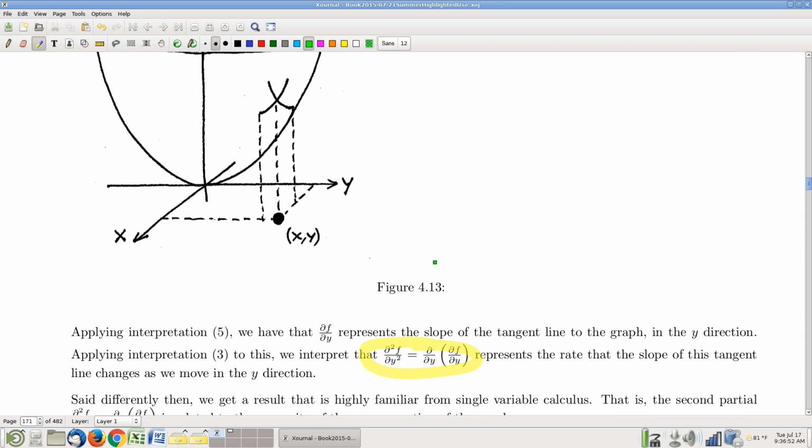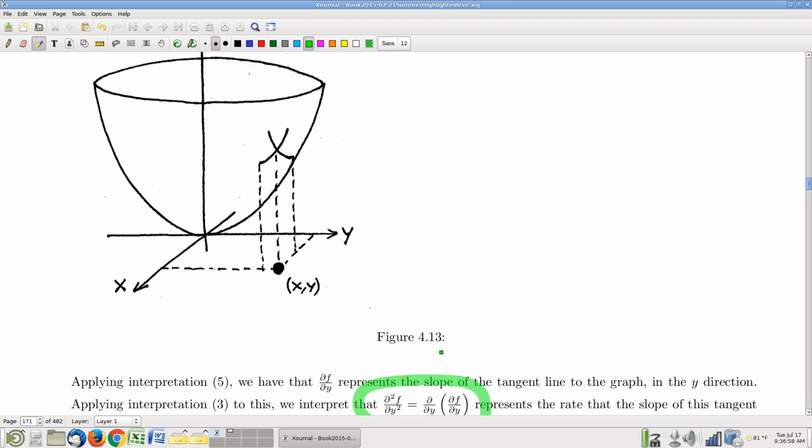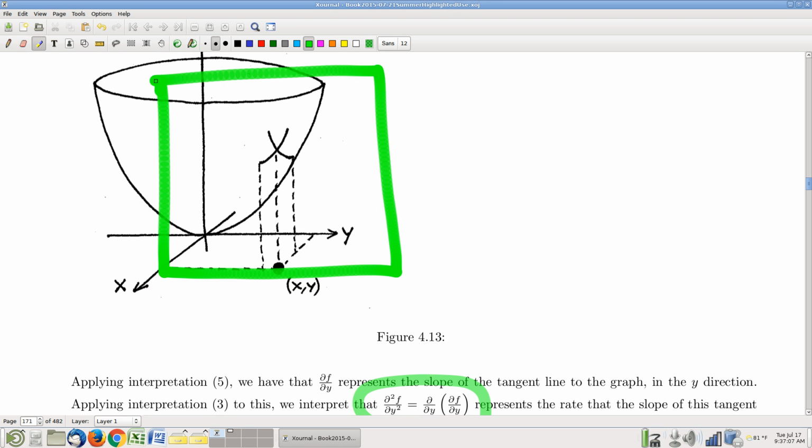So if you want to take the y partial of the y partial of f, let's keep in mind that when you take a partial with respect to y, you're holding x constant. I can geometrically represent what it means to hold x constant by drawing that plane.